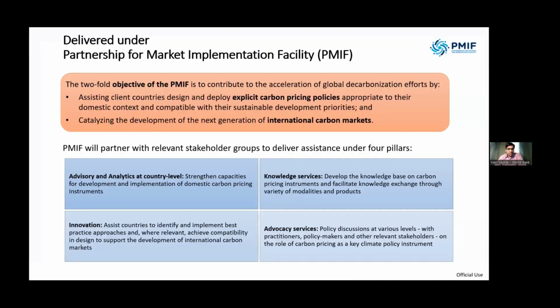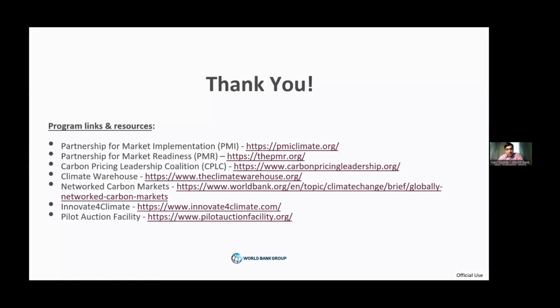I think next is my final slide. All the support I mentioned to the countries on different aspects will be mostly delivered through the Partnership for Market Implementation facility, under which we have different work programs and initiatives. Under the PMI program we currently have 17 countries. The primary focus of those 17 countries is to get ready for and implement domestic carbon pricing instruments, but a major component of the program also includes support towards international carbon markets. I will end my presentation here, and I'm happy to answer any questions you may have.